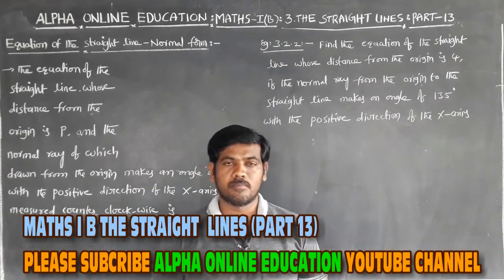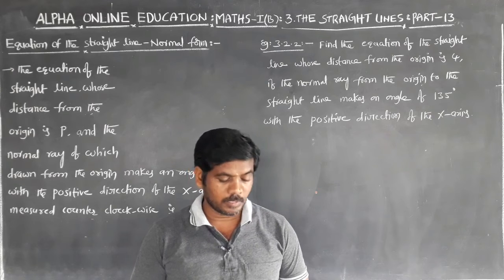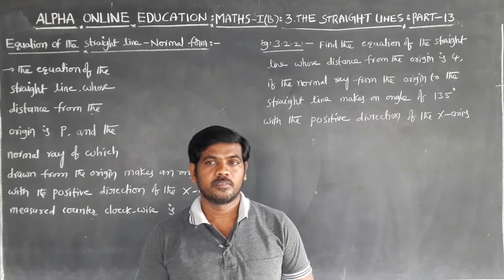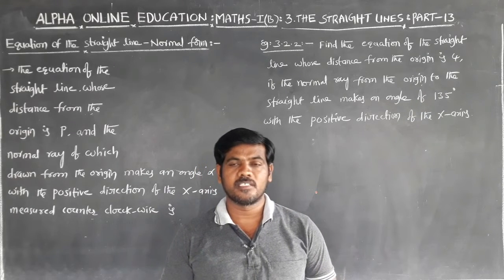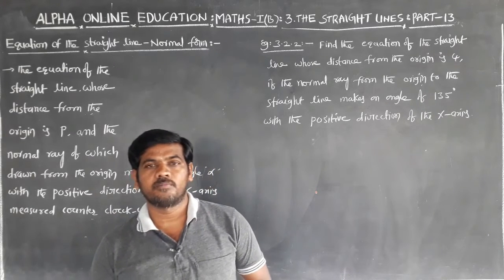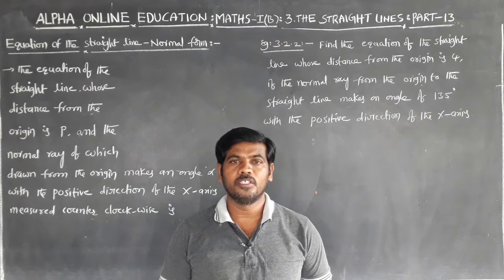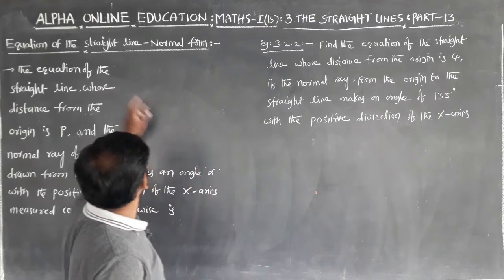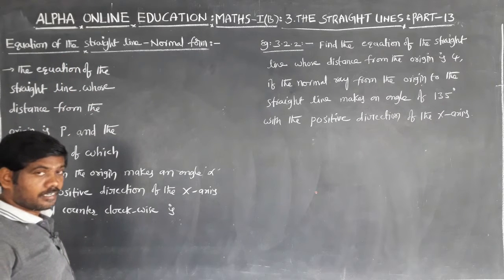We solve some problems in exercise A, or example problems. Today we discuss some formulas. First one is the equation of the straight line in normal form.